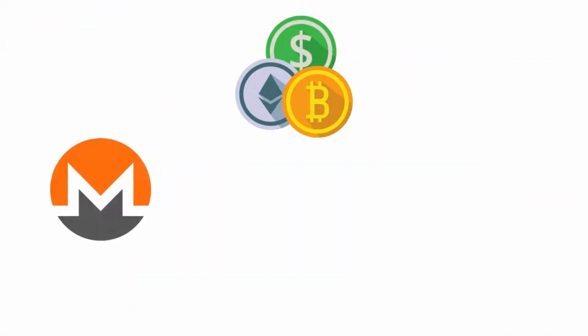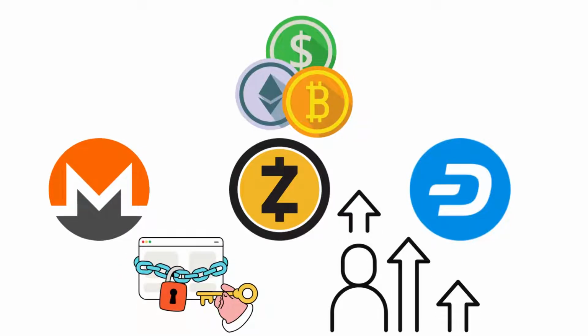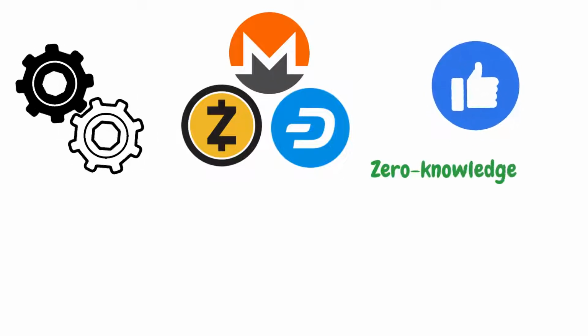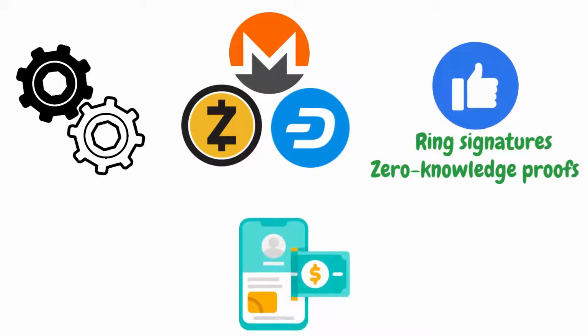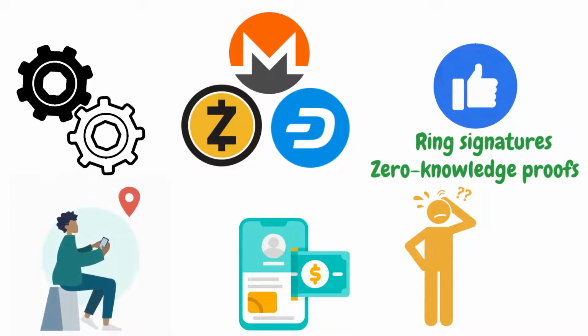Cryptocurrencies like Monero, Zcash, and Dash are designed to provide a higher level of privacy for users. These currencies use advanced technologies like zero-knowledge proofs and ring signatures to obscure transaction data, and make it much more difficult for anyone to track your transactions.